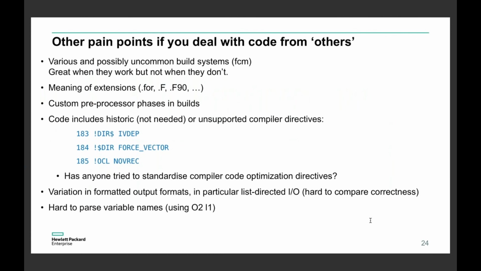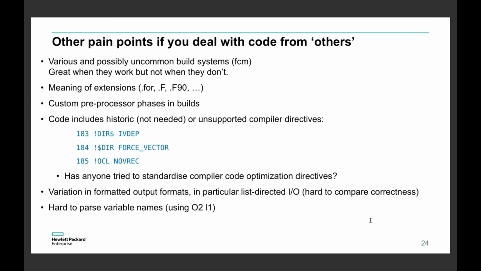There are many other, what Harvey calls, pain points when we have to deal with codes coming to us from other organizations, written by other people. Uncommon build systems, which just might not work. Nothing really to do with Fortran specifically, but something very obscure, a combination that is not the standard make or even CMake, something very far from that.